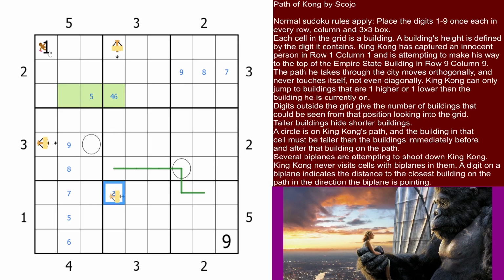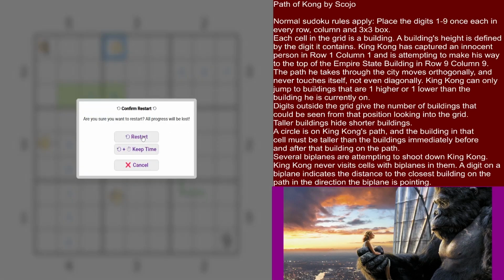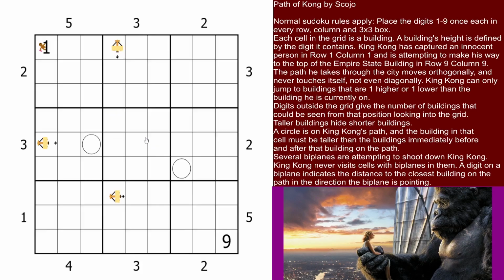Very nice theme of King Kong. I really like this theme. And now let's start the puzzle. So if you are watching this video, that means I am able to finish, not start. And if I can do that, I hope everybody can. So yeah, let's give it a try.